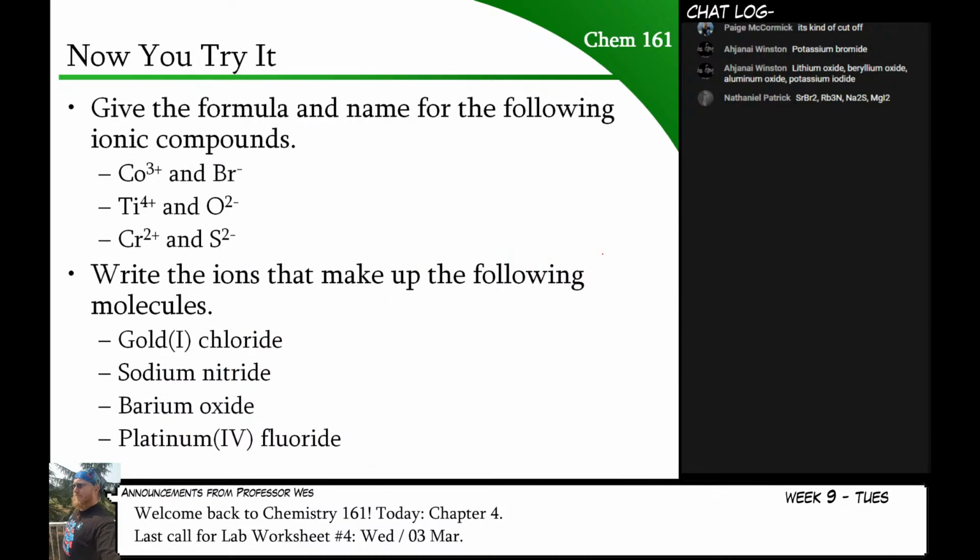Let's now do the next slide. Do the same thing. Give me the name of the formula that is formed from these ionic pairs up at the top here. And then at the bottom, write out all the ions that make these molecules, and then give me the formula of the ionic compound too. Okay, so I'll give you 3 more minutes to do that. We'll go over those answers, then we're due for a break. See you in a bit.